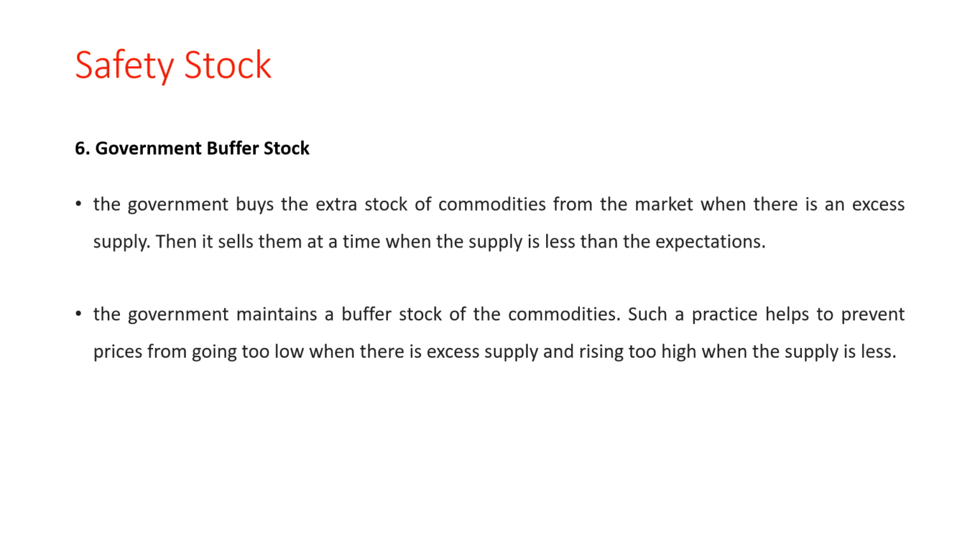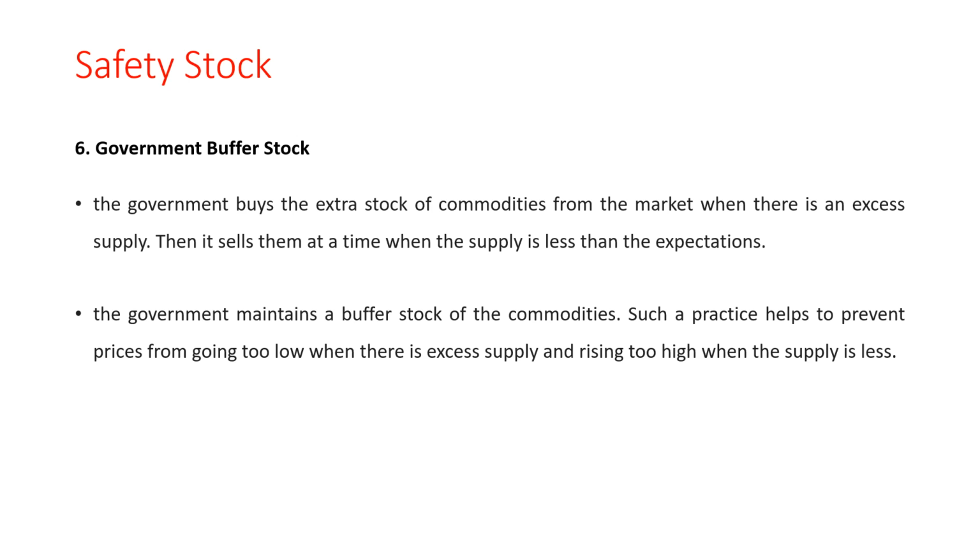So then it sells them at a time when the supply is less than the expectations. In this way, the government maintains a buffer stock of the commodities. Such a practice helps to prevent the prices from going too low when there is an excess supply, and rising too high when the supply is less.